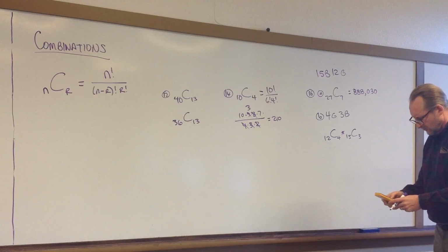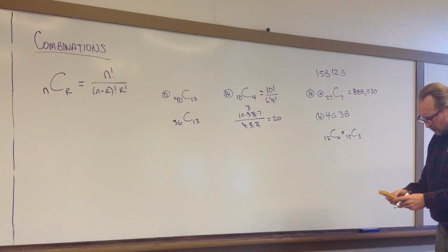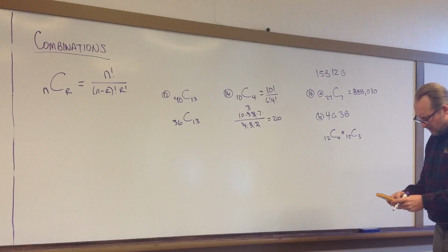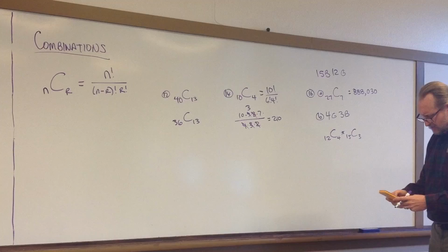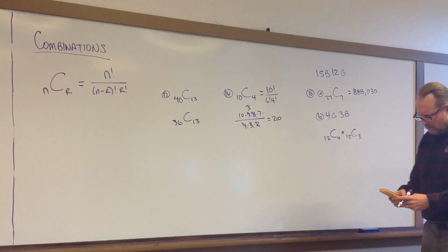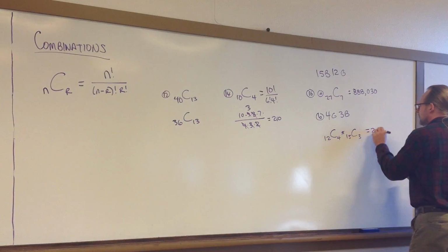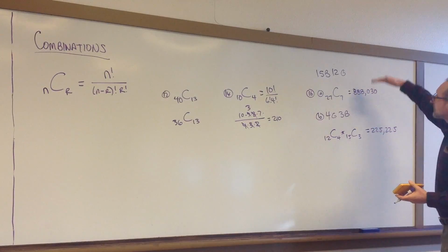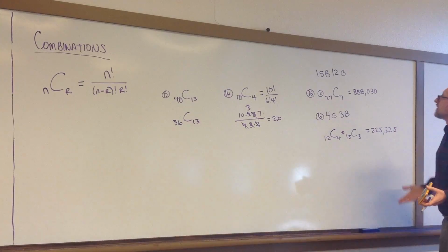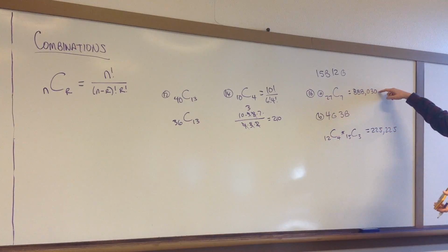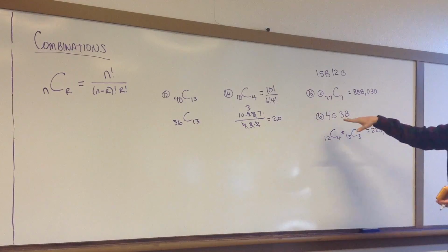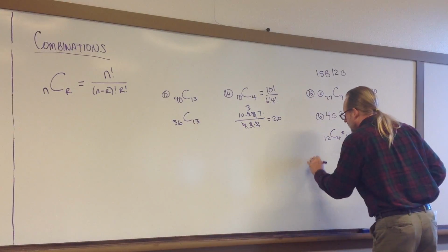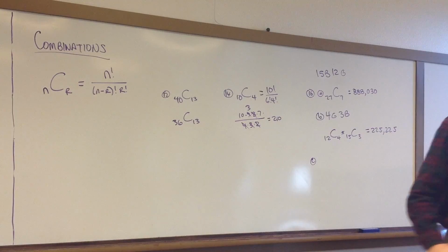Let's see here. 12C4 times 15C3, 225,225. Okay, so it's considerably less, which makes sense, right? The previous one will have more possibilities than this one because this is a restriction. Okay. Part C is where it gets interesting.